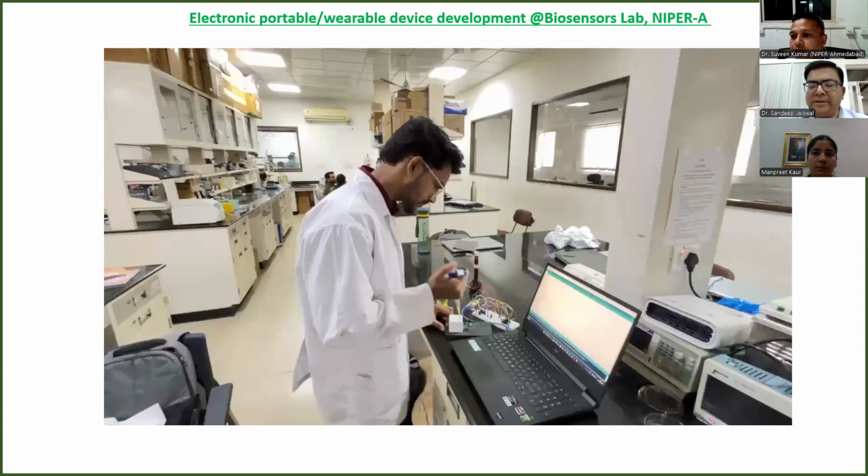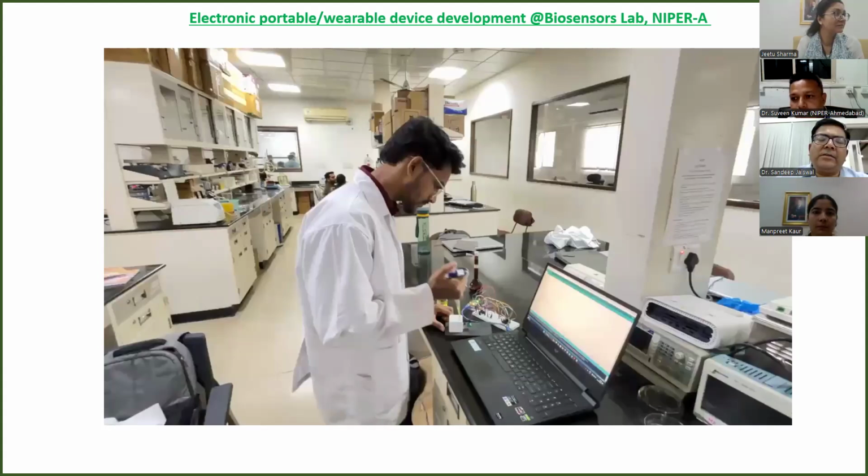Yes. Right, sir. He has one more question. He is asking, what role do nanoparticles play in enhancing the sensitivity of electrochemical biosensors for cancer diagnosis? Yeah, very good question. For nanomaterials, two or three properties are very important. First is porous nature, second is conductivity, and third is dielectric constant.